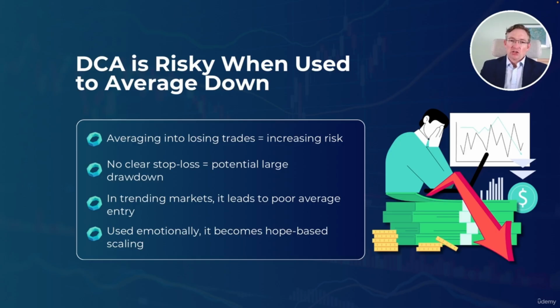So just know this, that dollar cost averaging can be a powerful strategy for long-term investors. It adds structure, adds discipline, and helps you stay invested through market noise and volatility. Great. But like any strategy, it has to be used intentionally. It also works best when you have a long time horizon. You're building exposure gradually and you're investing in assets with a strong long-term trend. It becomes risky when it's used reactively to average down onto losing trades without a clear exit strategy.